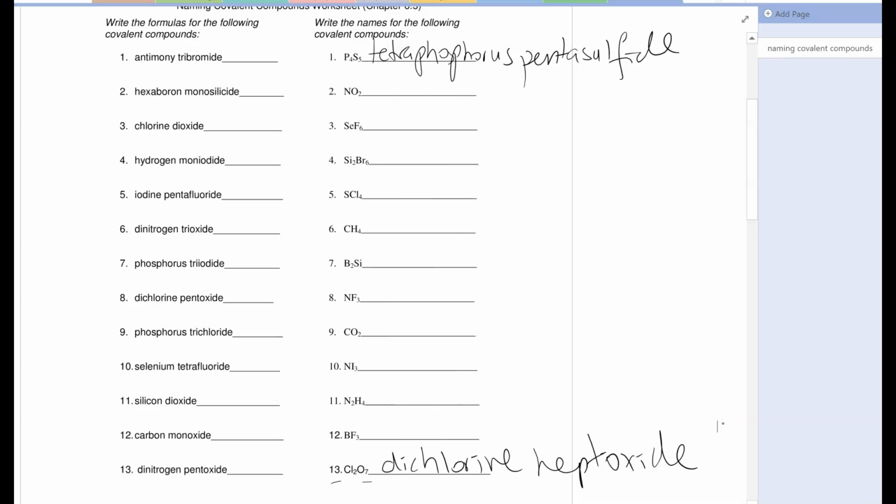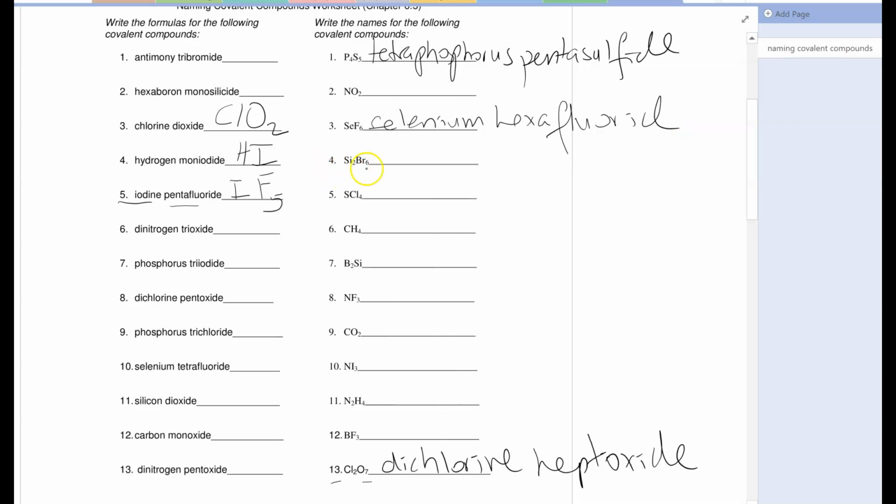So here we can try a few. Let's do number 5. Iodine is just I. Pentafluoride, so you know you're dealing with fluorine. Penta is 5, and you put it there. Hydrogen monoiodide, H, and then I, since there's 1 of them. Chlorine dioxide, ClO2. Here you have SeF6, so that would be selenium hexafluoride.